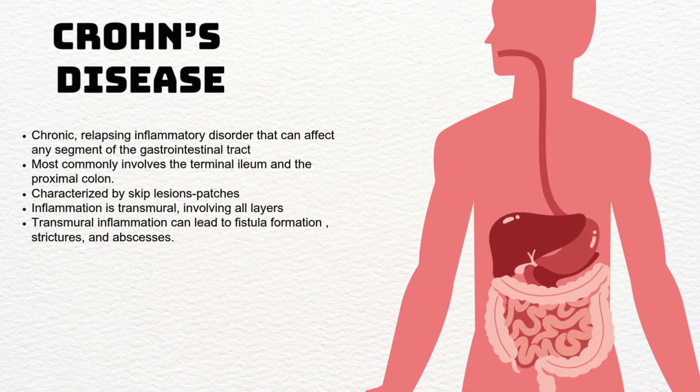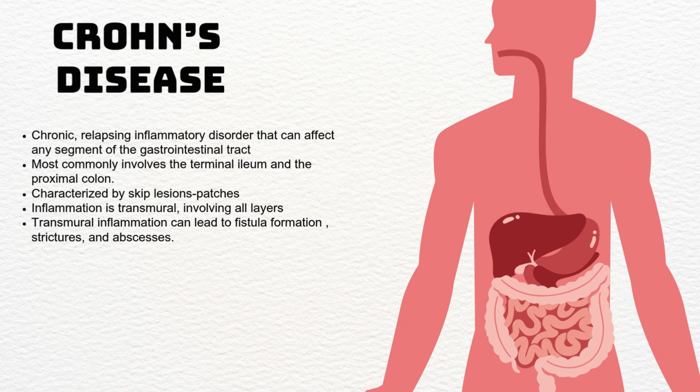So Crohn's disease is a chronic relapsing inflammatory disorder that can affect any segment of the gastrointestinal tract from your oral cavity to the anal canal. However, it most commonly involves the terminal ileum, which is the most distal segment of the small intestine, and the proximal colon. Crohn's is characterized by skip lesions, which are patches of inflamed tissue separated by normal healthy tissue.